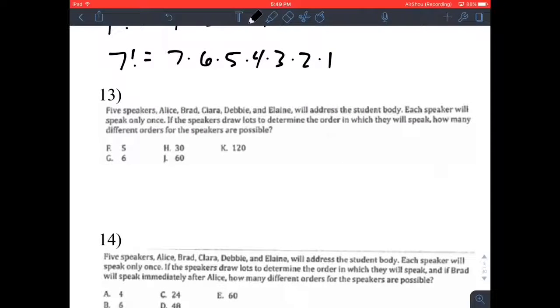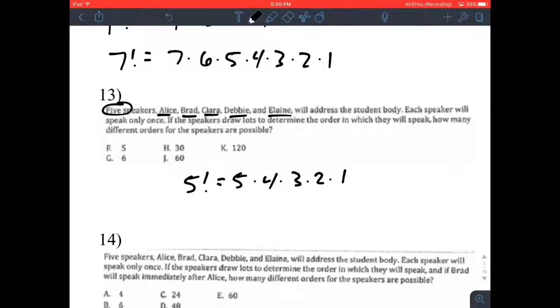5 speakers: Alice, Brad, Clara, Debbie, and Elaine. There's 5 of them. They will address the student body. Each speaker will only speak once. If they draw lots to determine the order in which they're going to speak, how many different orders are possible? So everyone is speaking. According to the permutation rule, the order does matter for this. It's just going to be 5 factorial, which is 5 times 4 times 3 times 2 times 1. And that product, I believe, is 120.